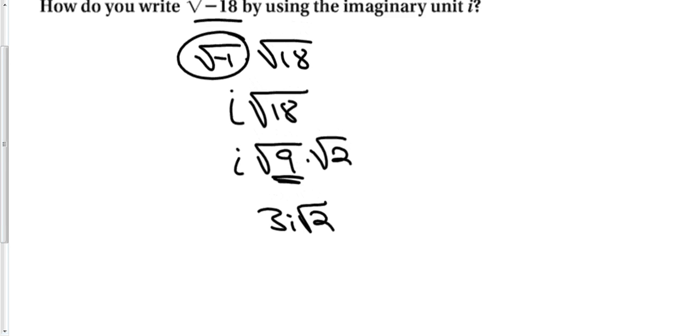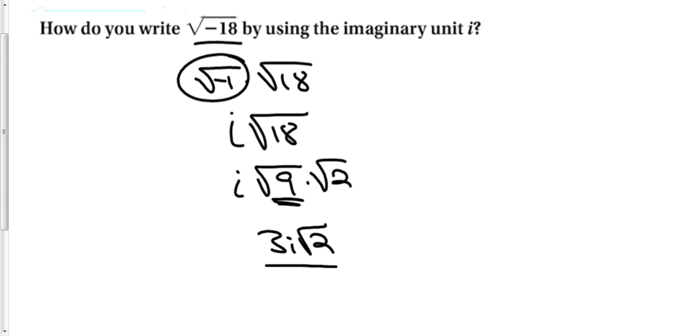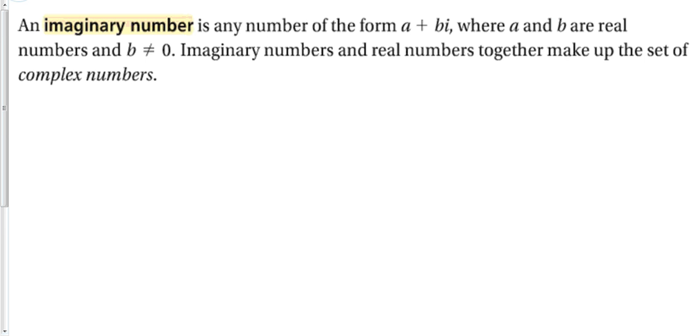Just a little note on notation. I like to put the i right there, because if we do it the other way, if we do 3 square root of 2i, it becomes hard to tell if the i is underneath the radical. So it is best to leave it in front of the radical, in between the 3 and the radical 2. Next, we're going to talk about i, my imaginary unit.